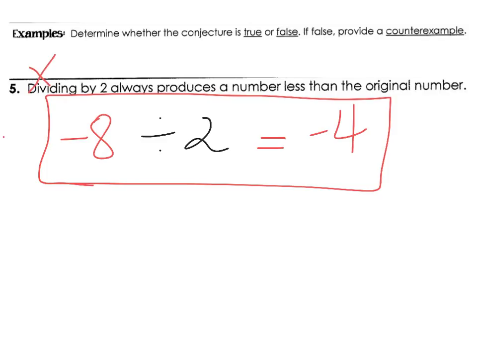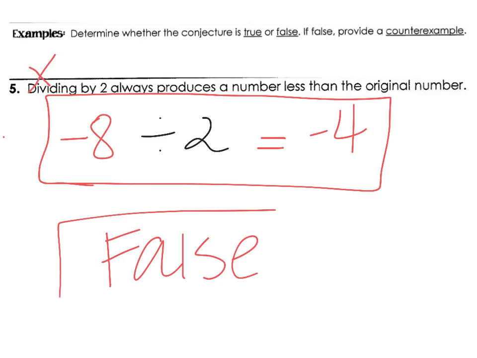Dividing by 2 doesn't always produce a number less than the original number because -4 is bigger than -8. So this is false, and we have to provide this counterexample. We have to provide a counterexample that proves it false. So if it's true, you don't have to provide an example, all right? But if it's false, you always have to prove it to be false with a counterexample.